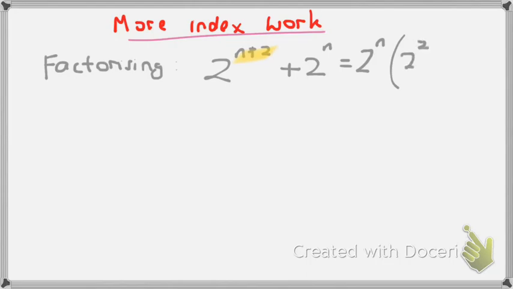So this one there is 2 squared for the first one, left over, using index laws backwards. And then there's a 1 there. And I mean, that is factorized, but really I should work out that that's 5. So that is 5 lots of 2 to the n. Okay?